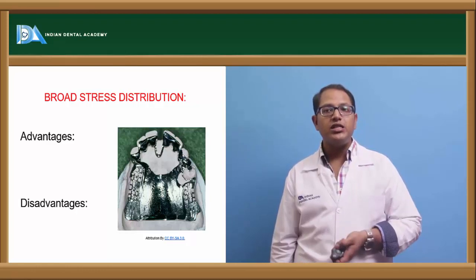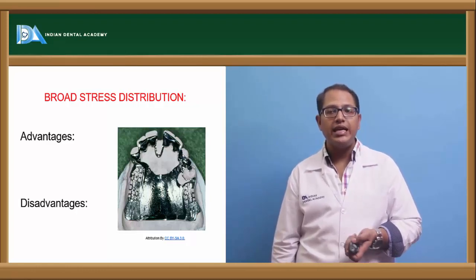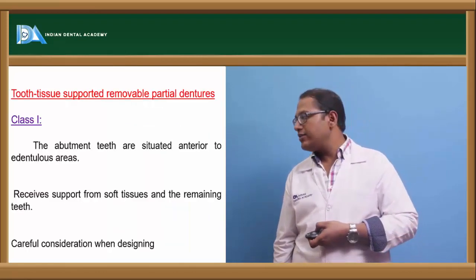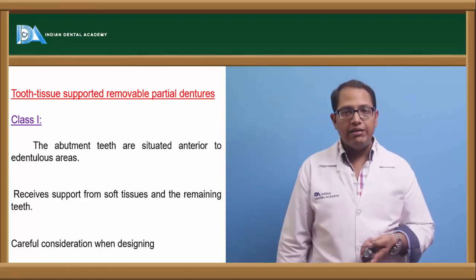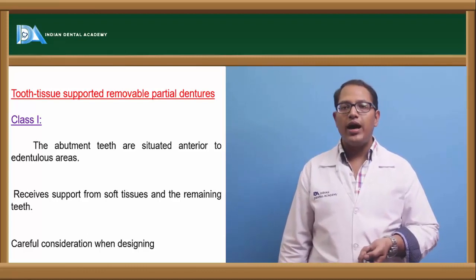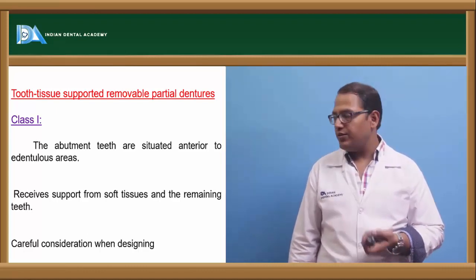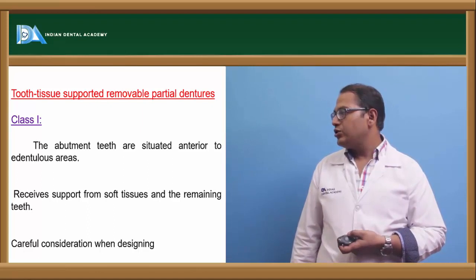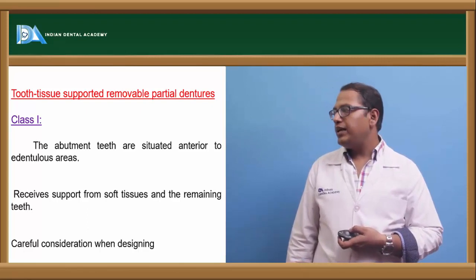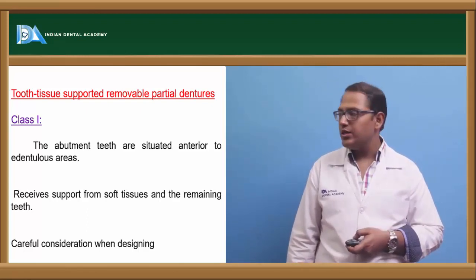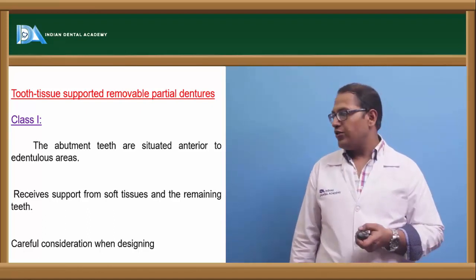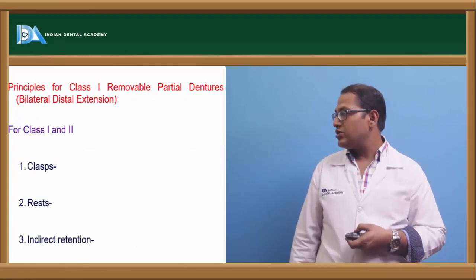So what are the essentials of designing, the key factors for designing any partial dentures? The key factors responsible were the direct retainers, the indirect retainers, and the rest seats. All these were the requirements of the removable partial denture. Coming to the tooth-tissue supported removable partial denture, class 1: the abutment teeth are situated anterior to the edentulous area. It receives support from soft tissue and the remaining teeth. Of course, careful consideration when designing is to be done.